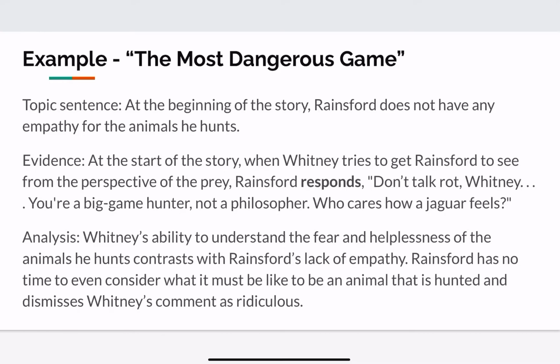So in the analysis, what's written here is that Whitney's ability to understand the fear and helplessness of the animals he hunts contrasts with Rainsford's lack of empathy. Rainsford has no time to even consider what it must be like to be an animal that is hunted and dismisses Whitney's comment as ridiculous. So here we have the proof of the topic sentence, which is that Rainsford does not understand or care about what animals feel.